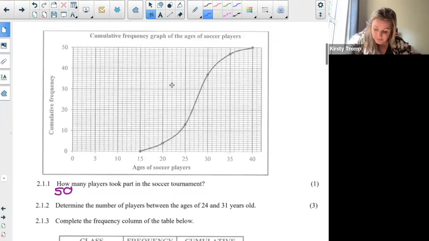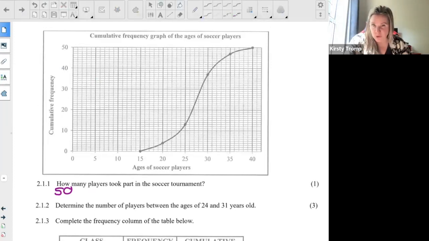Determine the number of players between 24 and 31 years old. All right, so if we're looking at that, we're looking for the players that are 24 and 31. So what are you going to go do? You're going to go look at your graph here.